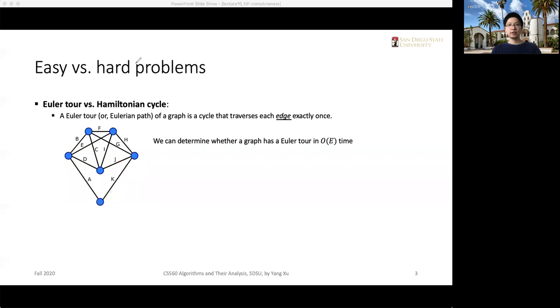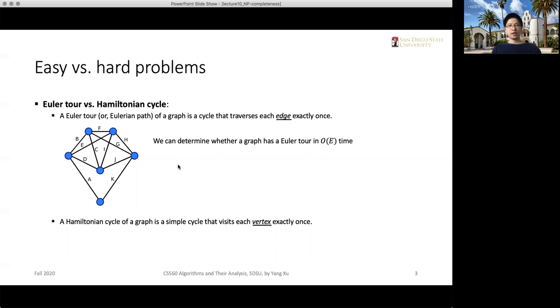And actually, we just need to go through, check each edge and the connecting vertices once. But the Hamilton cycle of a graph is slightly different in terms of definition. It's a cycle that visits each vertex exactly once. Okay, then it turns out to be a totally different problem.